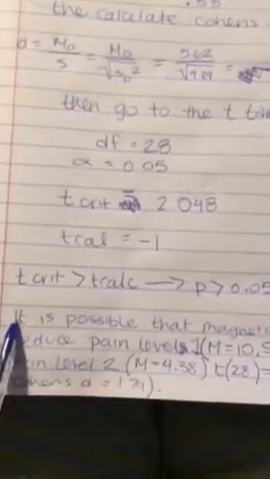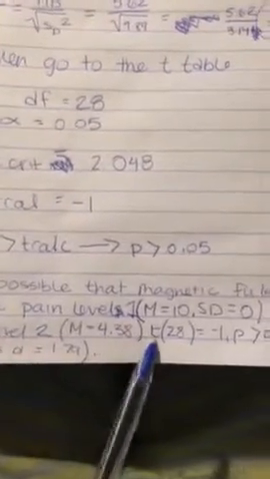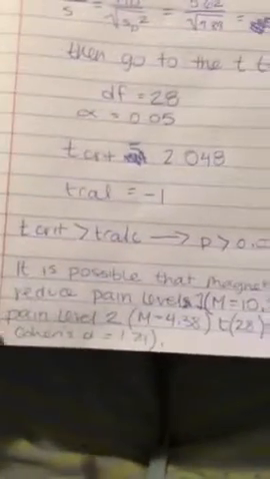0.05. And the APA style is: it's possible that magnetic fields reduce pain levels, with level 1 being this, level 2 this, and then the rest with the Cohen's D.